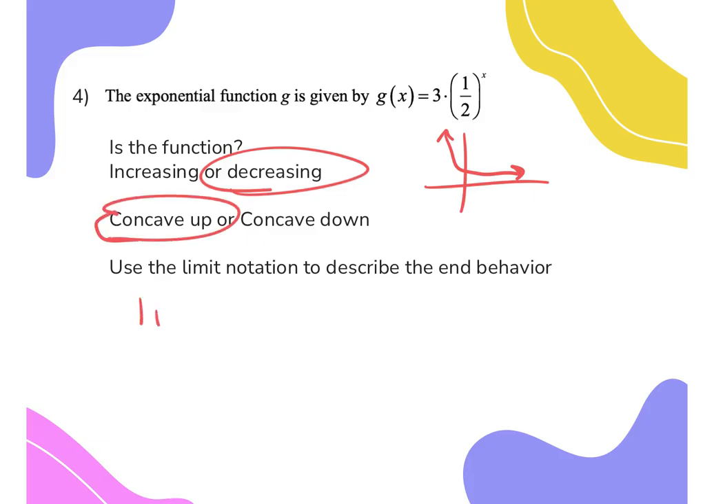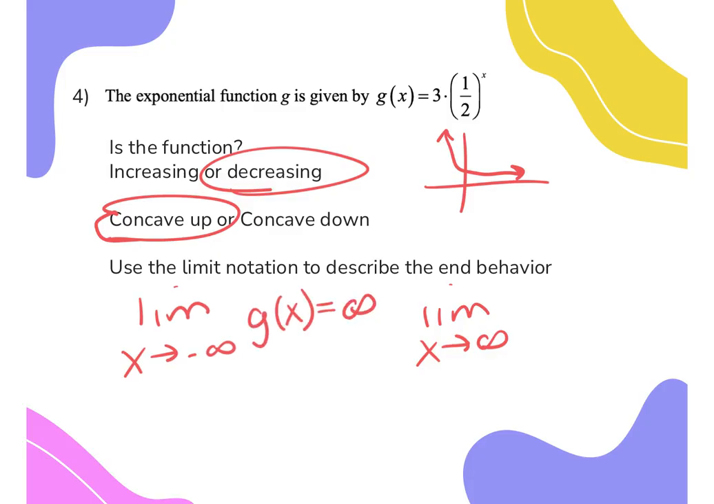And limit notation. Oh, g of x. As it goes left, it's going to infinity. You're doing good. And as it goes right, it's going where? 0. Why? Horizontal asymptote's at 0 because there's no vertical shift. Okay.